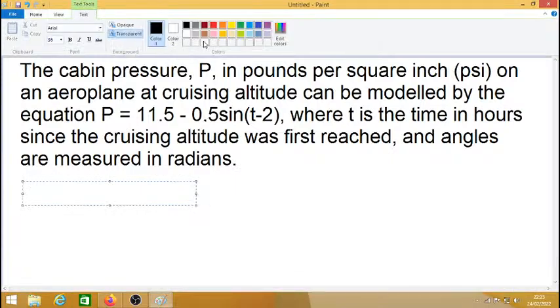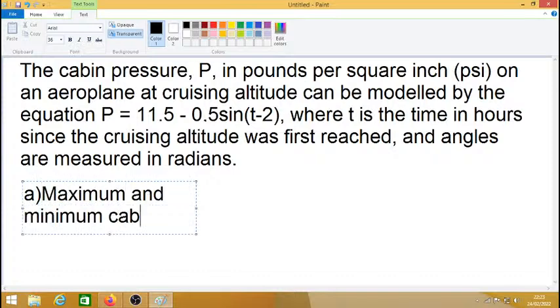Question number 1 is, can we work out the maximum and minimum cabin pressure?